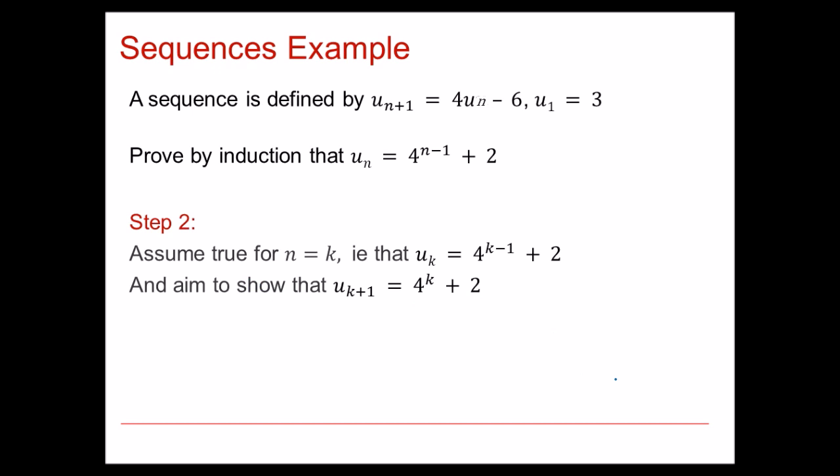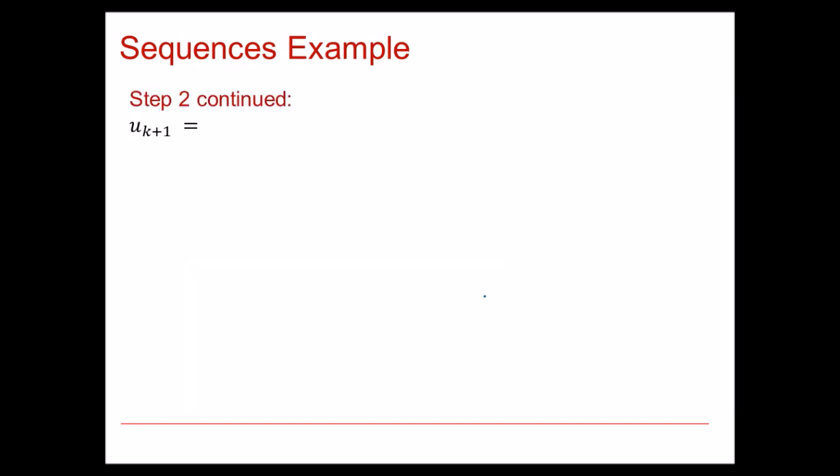We're now going to assume that it's true for n equals k. So we can now assume that uk can be written as 4 to the k minus 1 plus 2. And we've got to show that uk plus 1, the next term in the pattern, could be written as 4 to the k plus 2. So we're looking at uk plus 1, the next term in the pattern. We can quote the original recurrence relationship, so we know that uk plus 1 can be written as 4 lots of uk minus 6.